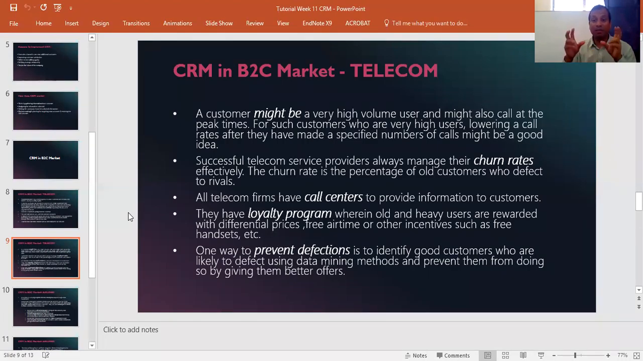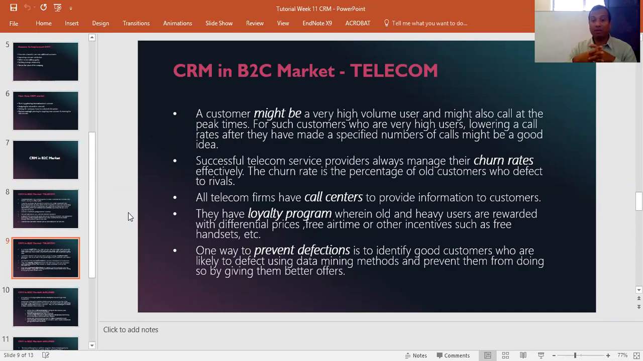Probably in the telecom industry, they use the term churn rate. It's a kind of retention rate: how much percentage you are able to retain each year. So it's a churn rate. All telecom firms have a call center to provide information to customers. We know that they have loyalty programs wherein old and heavy users are rewarded with differential pricing. It works in most economies, loyalty programs.